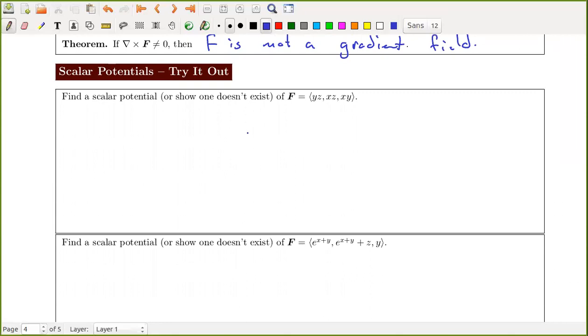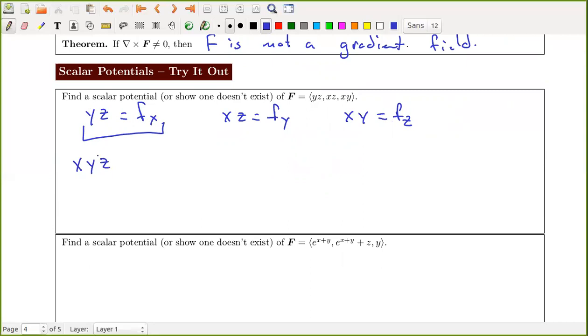So find a scalar potential or show one doesn't exist for this function F equals yz, xz, xy. Okay, so again, we want to solve the system of equations. yz is equal to f_x, xz is equal to f_y, and xy is equal to f_z. Okay, so let's just look at this. If we have a function and we take its partial derivative, we get yz. So one f that might satisfy this would be something like xyz, because the antiderivative of yz with respect to x is equal to xyz.